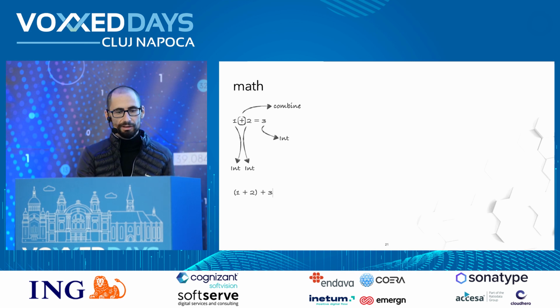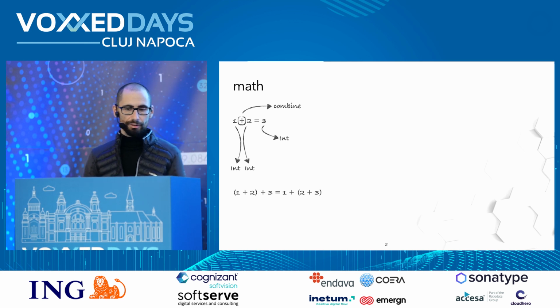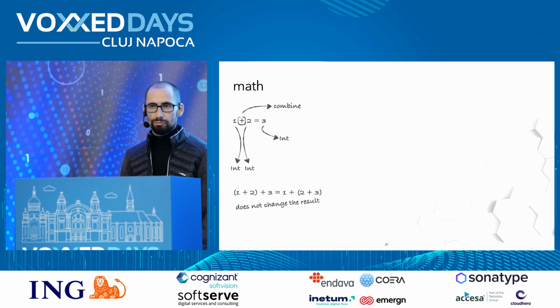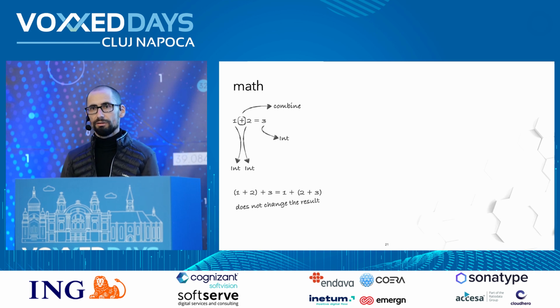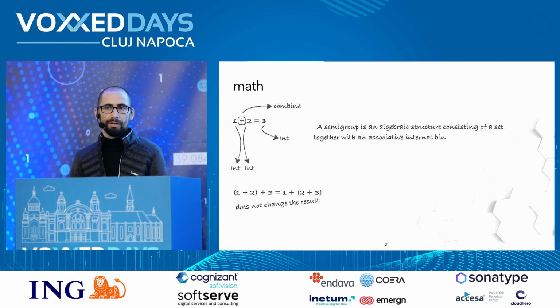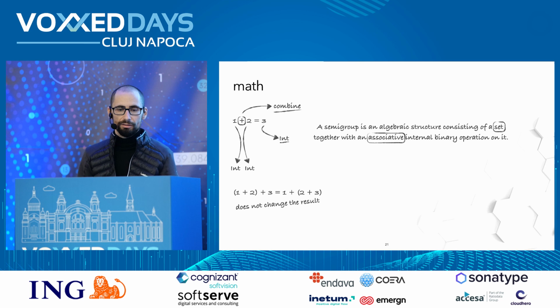Pretty basic. Another thing I want you to take a look at is this other very simple mathematical expression, where we can see that if we change the parentheses in this particular case, it will not change the result. This is called associativity, and is quite important in the case of a semigroup. So basically, a semigroup is just a structure that contains a set, in this case, the ints, and it also has some combine operation that has to be associative.